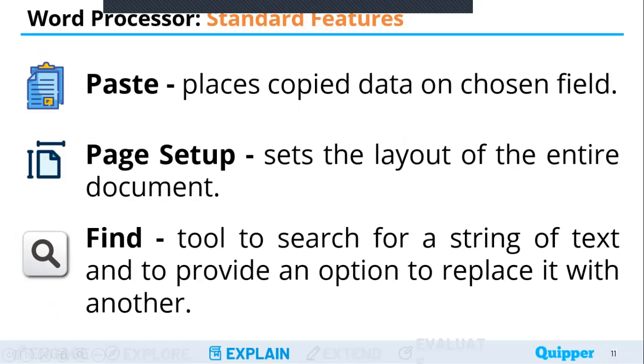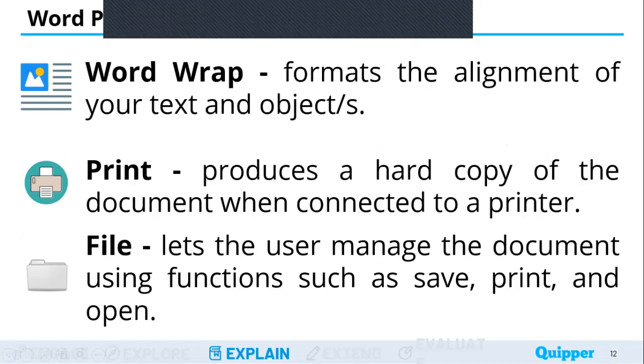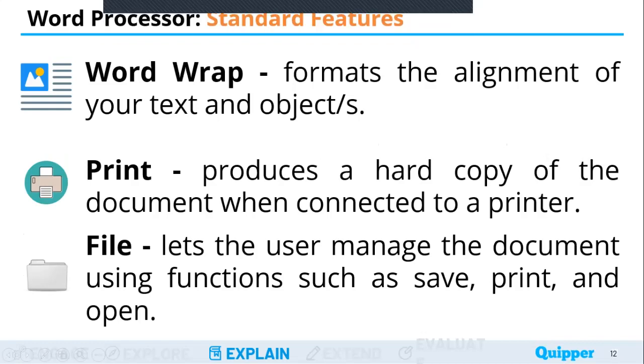This symbol, which looks like a search button, is called find, a tool to search for a string of text and to provide an option to replace it with another. So we also have word wrap. It formats the alignment of your text and objects. We also have this one, print, which produces a hard copy of the document when connected to a printer. Then this one, file, lets the user manage the document using functions such as save, print, and open.